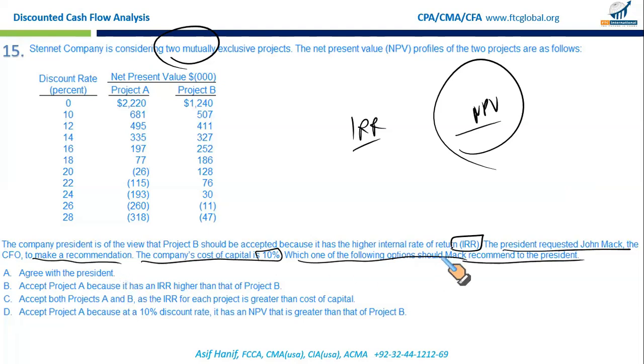So it says, agree with the president? No, IRR in isolation is not the best criteria. So this is not right. What about B? Accept project A because it has an IRR higher than that of B. This is not right. In fact, project B has a higher IRR. It has got about 20, somewhere in between. That is 25%. So this statement itself is wrong, and then the recommendation would be wrong also.